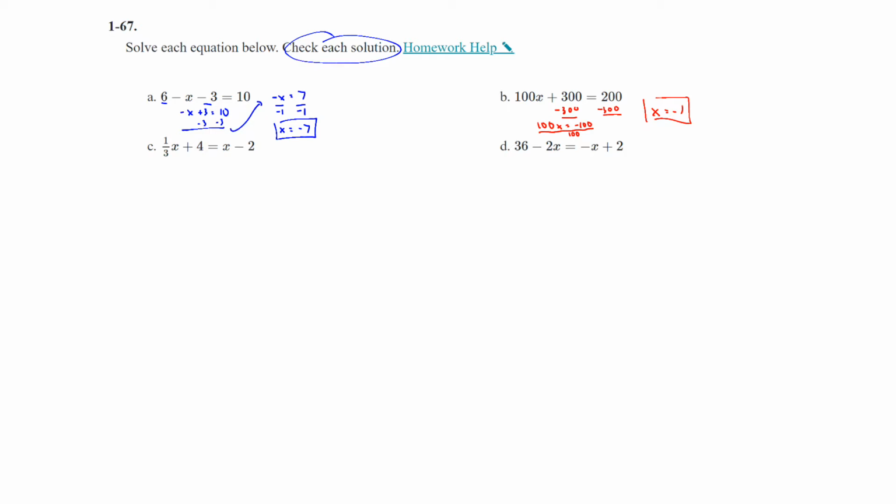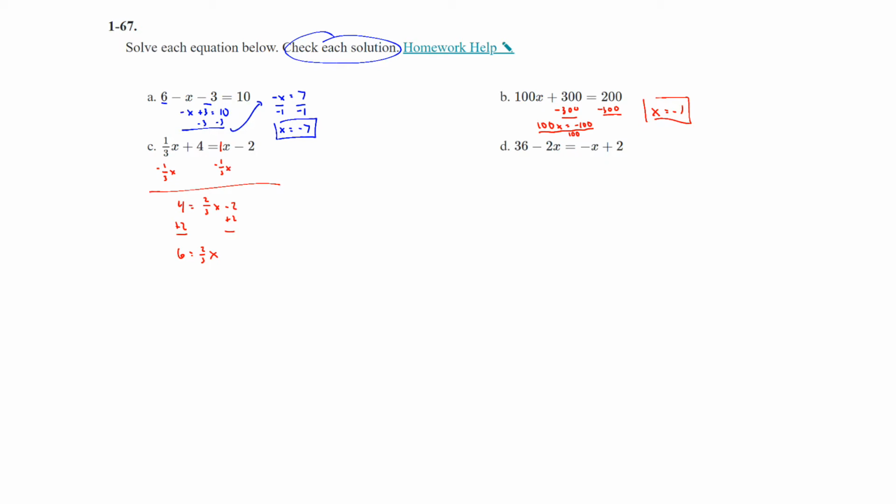On C, we have a couple different options on this one. We can subtract 1/3 x. Remember, that's a 1 right there. So that's 4 equals 1 minus 1/3, which is 2/3, so 2/3 x minus 2. We can then add 2 because we still want to isolate the variable term. 6 is equal to 2/3 x.